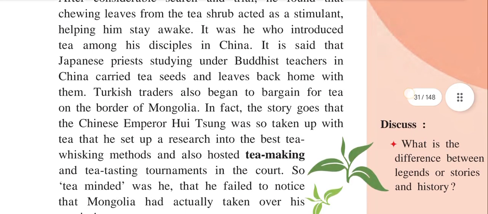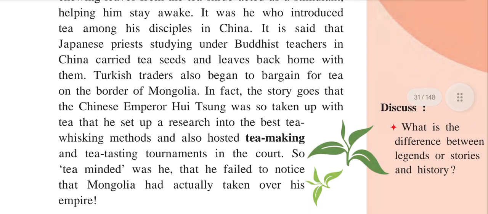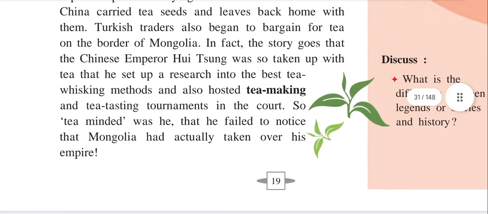In fact, the story goes that the Chinese emperor Huizong was so taken up with tea that he set up research into the best tea whisking methods and also hosted tea making and tea tasting tournaments in the court. So tea-minded was he that he failed to notice that Mongolia had actually taken over his empire.